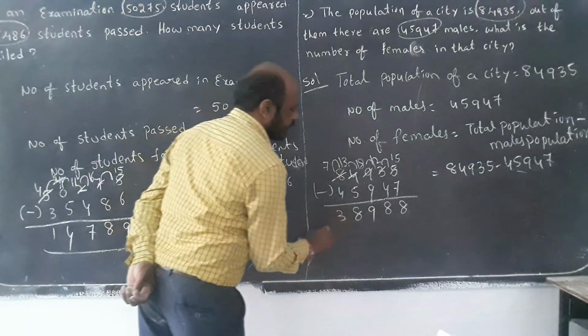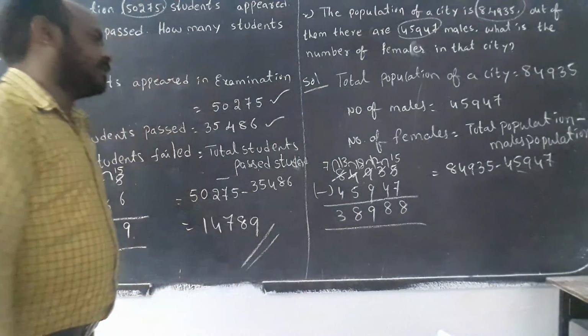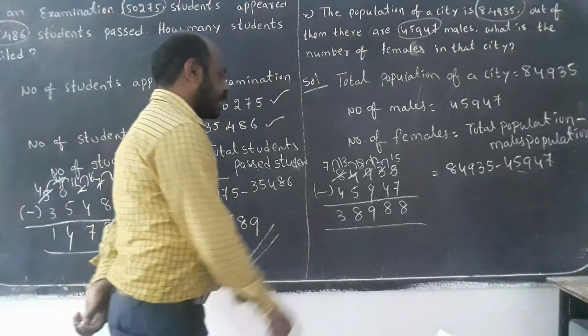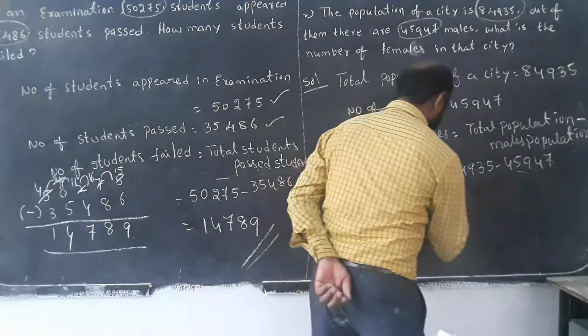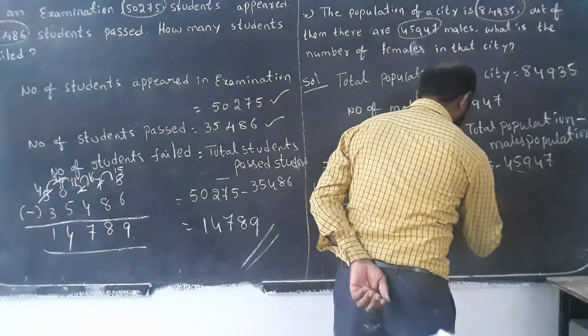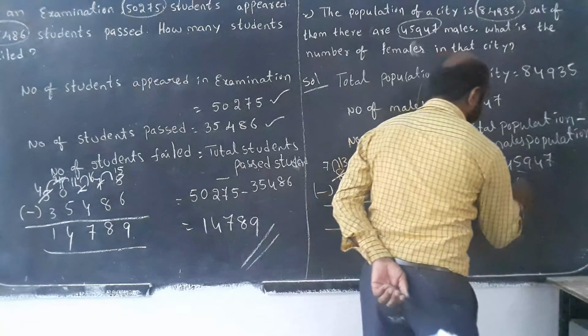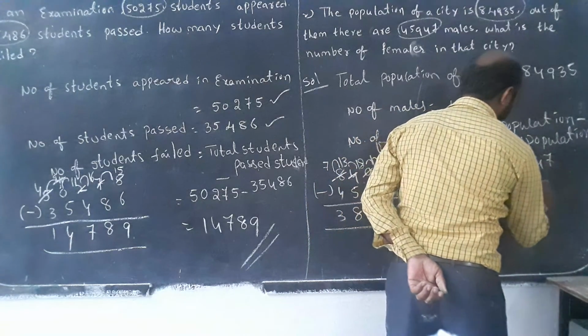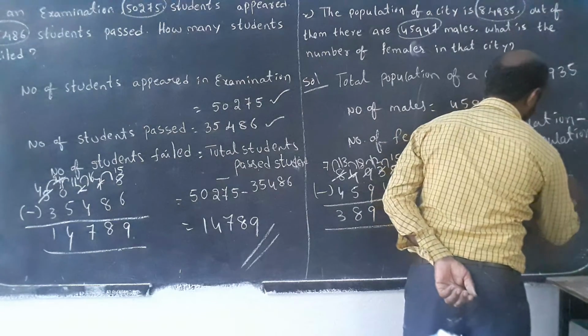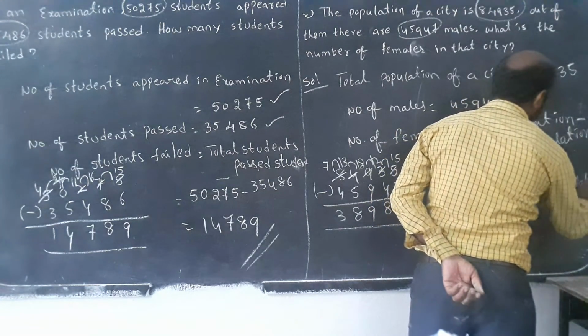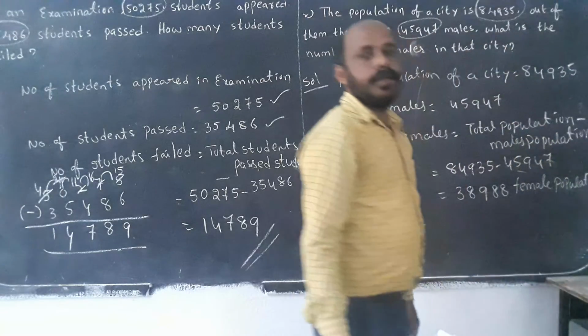7 minus 4 is 3. How much will the females be? The female population is 38,988. Which one is that? This one, the female population.